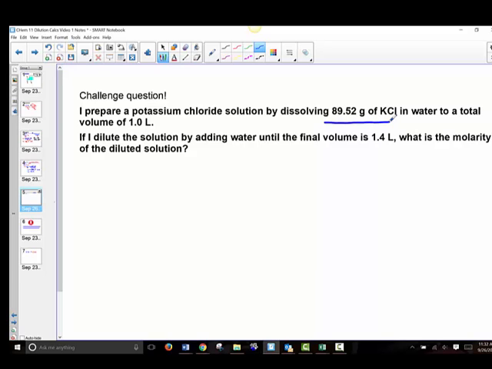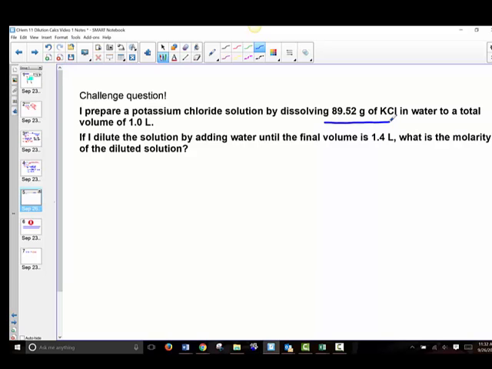So we actually have a step that we need to do before the dilution calculation, which is to find the concentration of this original solution. And to do that, we're going to have to convert from grams into moles of KCl. And then we can use the formula for molarity, or for concentration. Moles over volume gives us the concentration. So we've got 3 steps essentially that we have to do here.